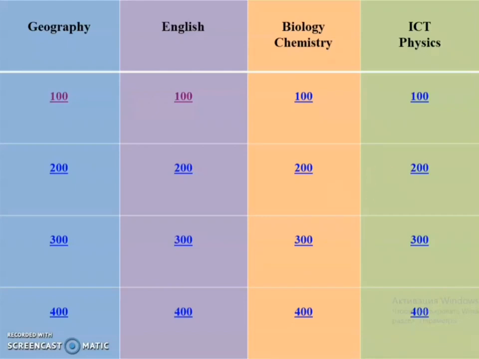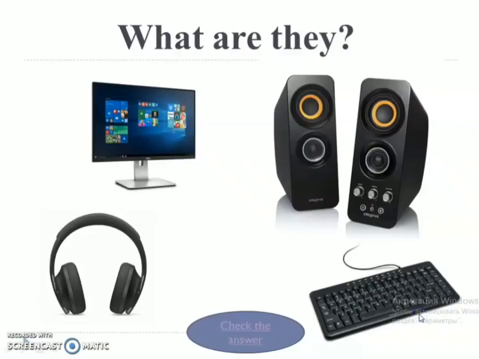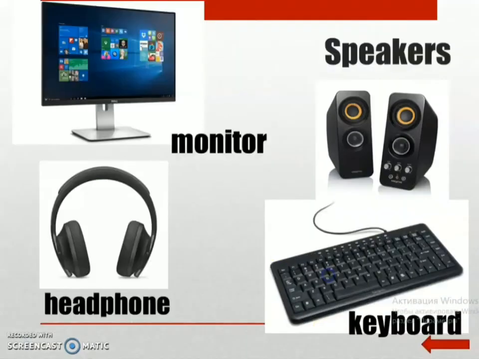Now let's choose ICT Physics 400. What are they? This one, this one, this one, this one. Check the answers. So monitor, speakers, headphone, keyboard.